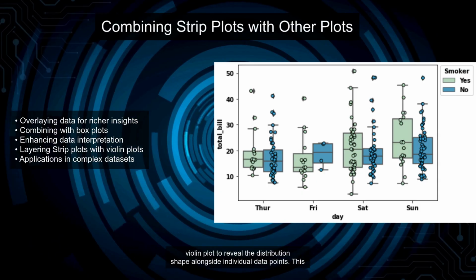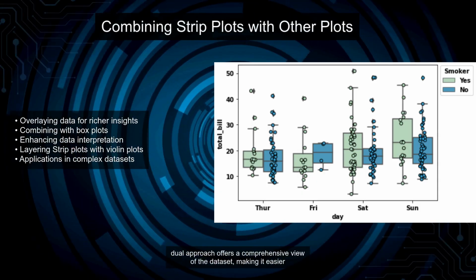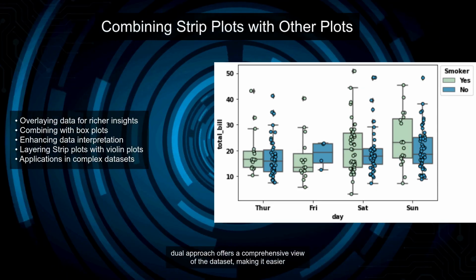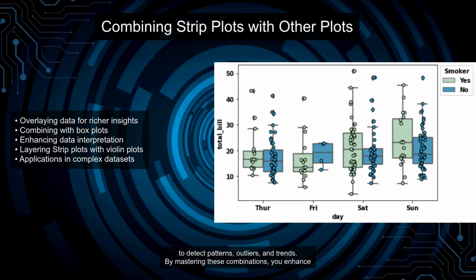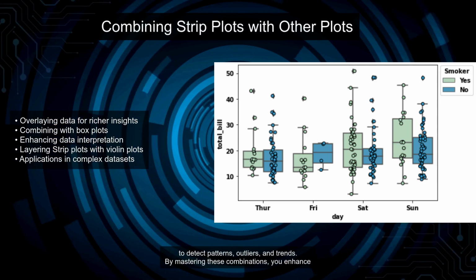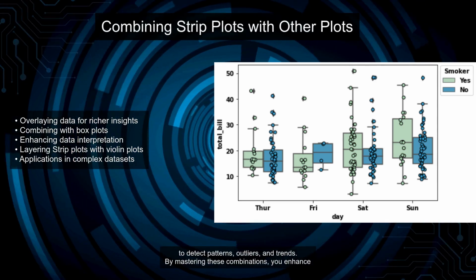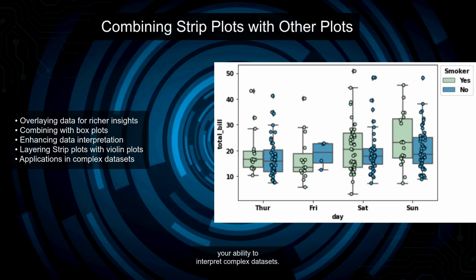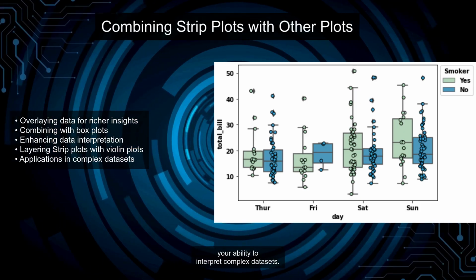Similarly, you can layer a strip plot over a violin plot to reveal the distribution shape alongside individual data points. This dual approach offers a comprehensive view of the dataset, making it easier to detect patterns, outliers, and trends. By mastering these combinations, you enhance your ability to interpret complex datasets.